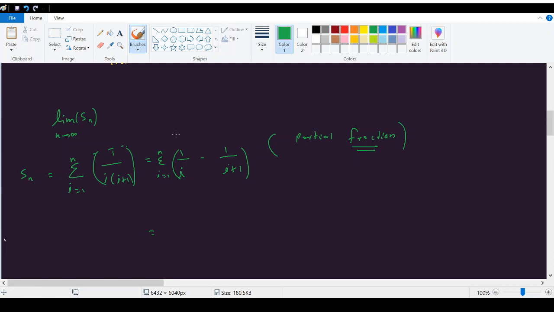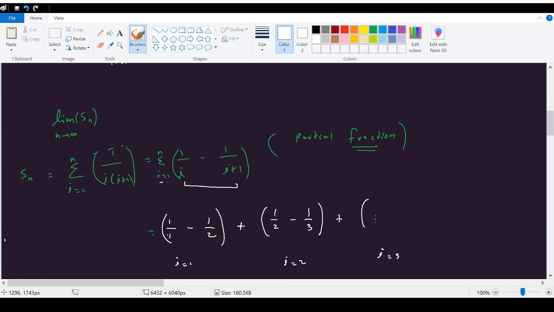If we expand this series, this is the general term inside the series. So we should start from i equals 1, which means we substitute i equals 1 in both terms, right? So this is i equals 1, and since this is a series, we should have a plus sign in between the terms, and this is i equals 2, that is 1 over 2 minus 1 over 3. And i equals 3 will be 1 over 3 minus 1 over 4.